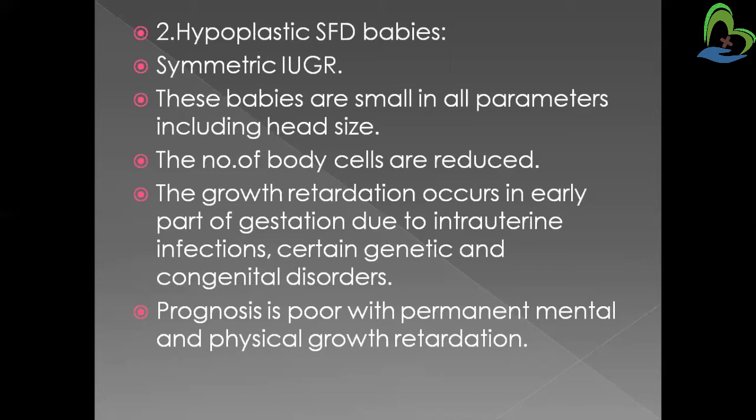So in this hypoplastic SFD, there is also growth retardation, but the reason is intrauterine infection, certain genetic and congenital disorders, and this growth retardation we can see in the early part of gestation, that is, in early pregnancy. Then prognosis is poor with permanent mental and physical growth retardation. So in symmetric IUGR, the prognosis is poor as compared to asymmetric IUGR. Asymmetric IUGR we can correct by giving nutritional rehabilitation, but with hypoplastic SFD babies, the prognosis is poor, and the baby is left with permanent mental problems and physical growth retardation.